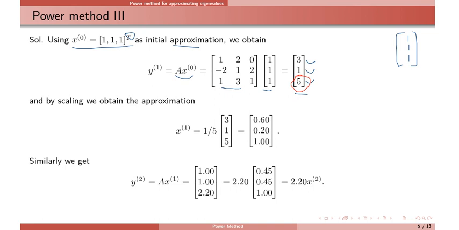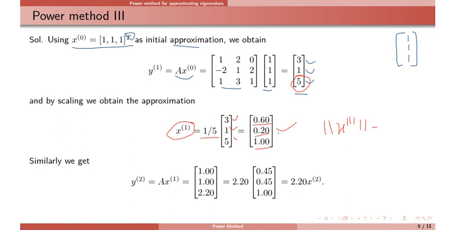So divide 3 1 5 by 5, and that is the new approximation x1. So 3 by 5 is 0.6, 1 by 5 is 0.2, 5 by 5 is 1. This is my new approximation and it satisfies the same property: norm of x1 is 1.